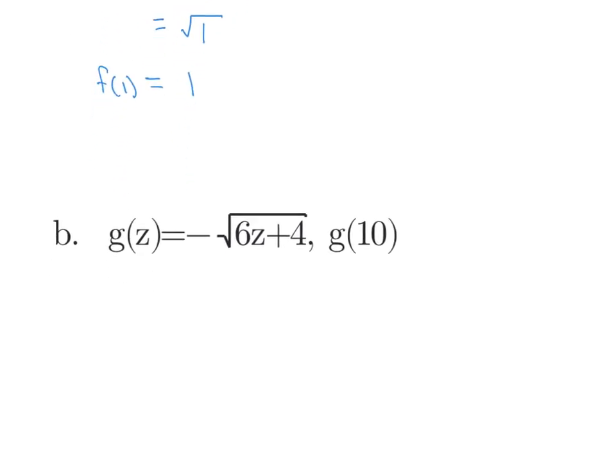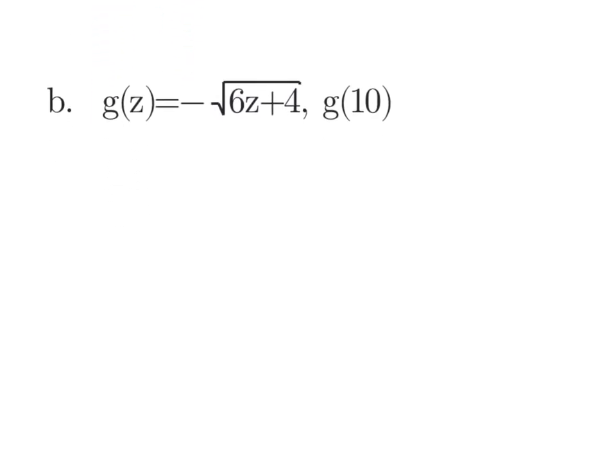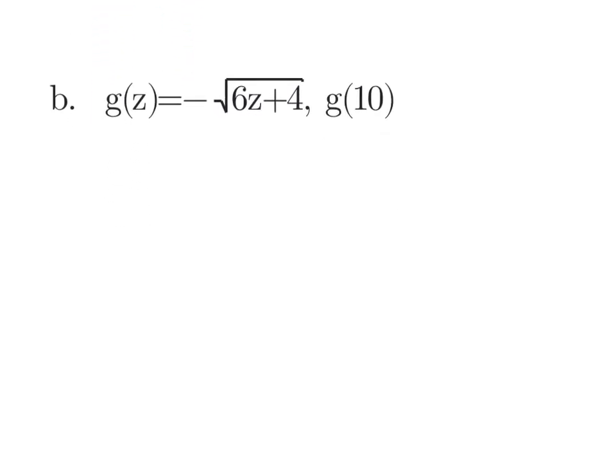All right, let's look at b. We have g of z equals negative square root of 6z plus 4, and we want to evaluate for g of 10. So we're going to replace z with 10. We get minus the square root of 6 times 10 plus 4.